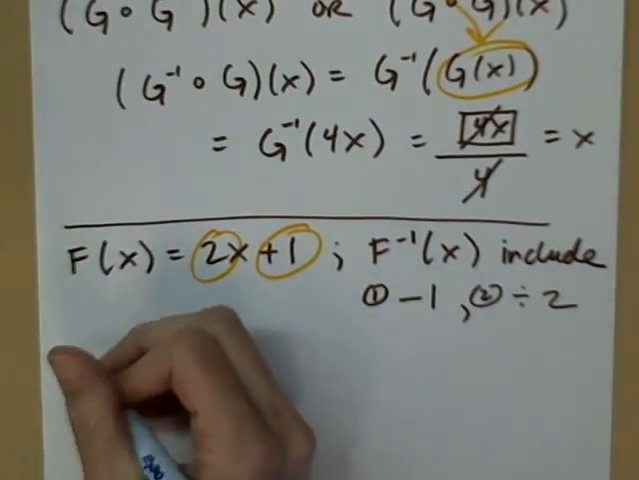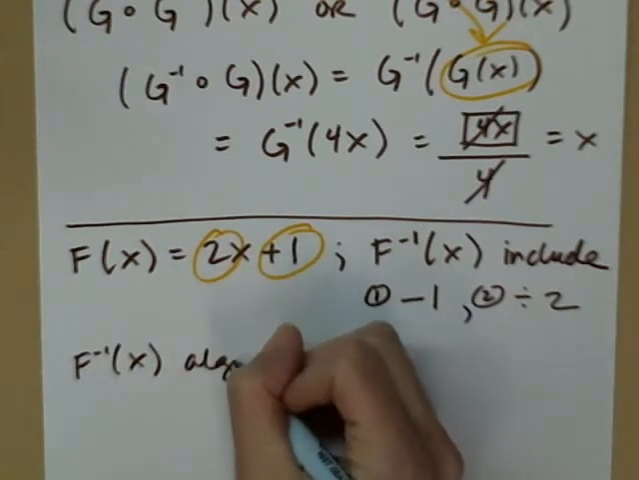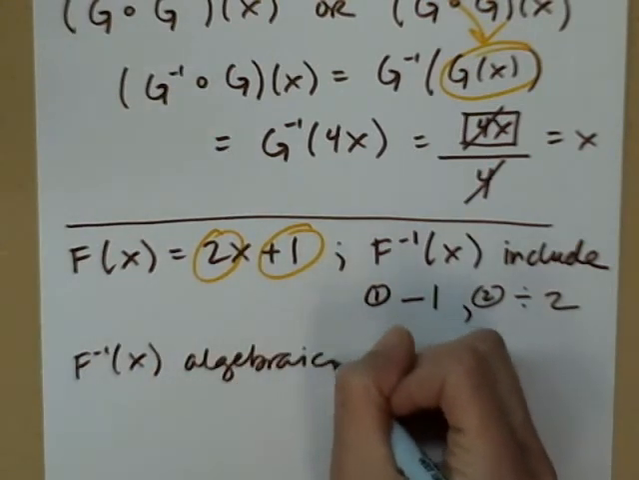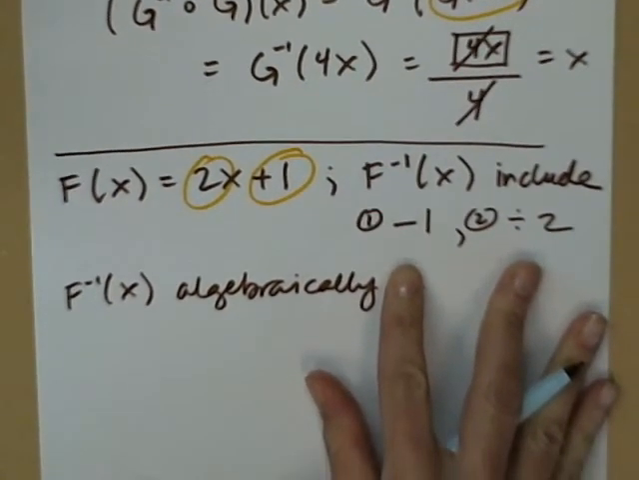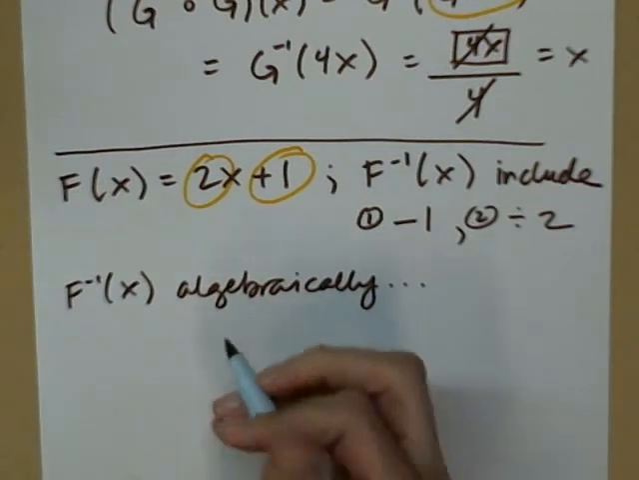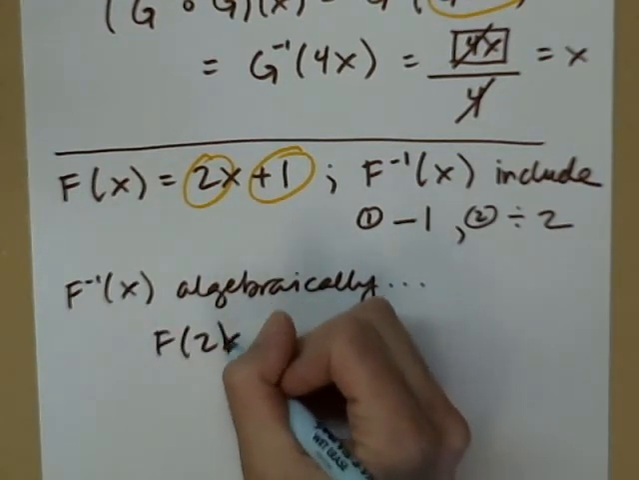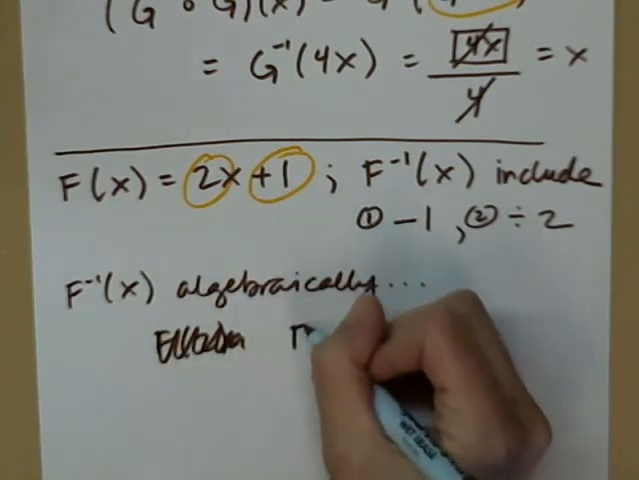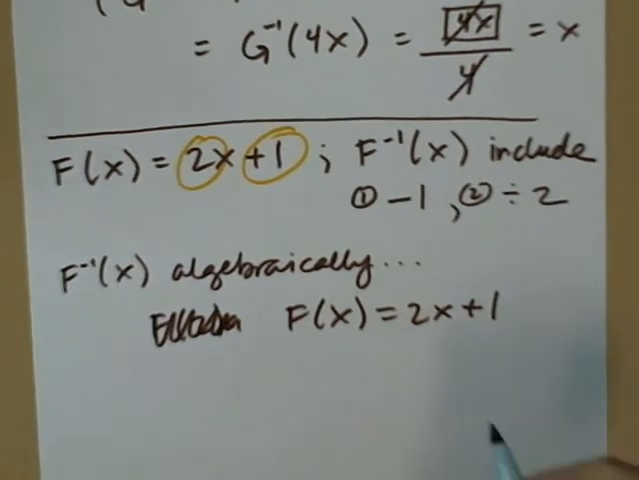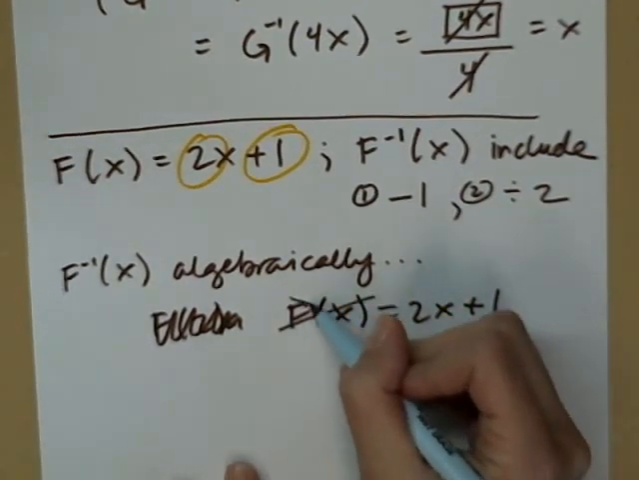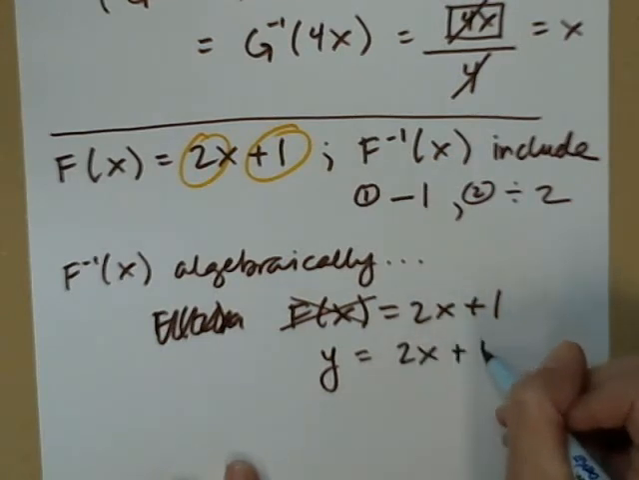But we can actually let algebra do the work for us. So we're going to find f inverse algebraically. So we know we're going to see these two operators, but we'll let the algebra take care of the work. So I know that f of x is 2x plus 1. Oops, let me just start over again. f of x is 2x plus 1. Instead of calling it f of x while I do the algebra, I'm going to call it y. So y is equal to 2x plus 1.